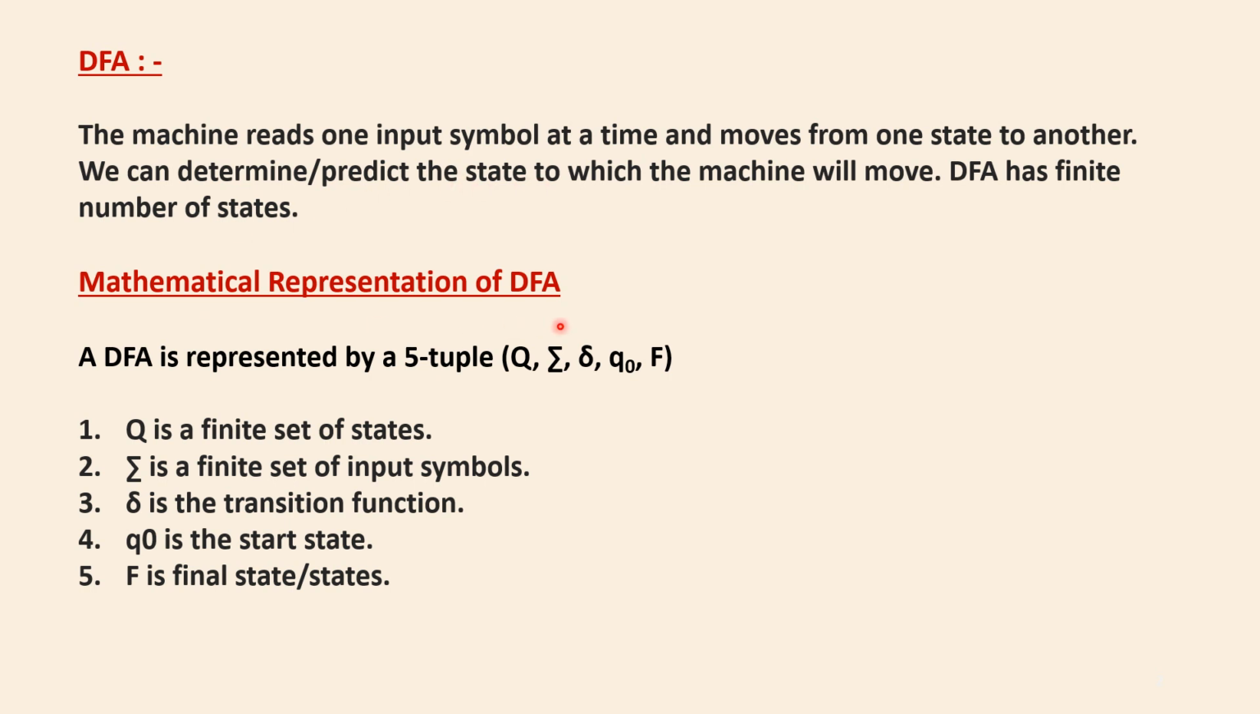The mathematical representation of DFA is similar to the finite automata. It is a five-tuple representation where we have Q, sigma, delta, Q naught and F, where Q is the finite set of states, that is all the states. Sigma is the finite set of input symbols, which we also call the alphabet. Delta is the transitions that are happening in the machine. Q naught is the start state and F is the final state, or set of final states if we have n number of states.